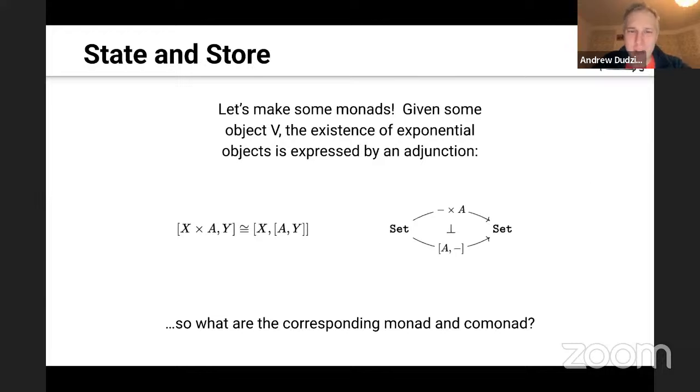So using this fact, let's actually make a monad. You may remember exponential objects from Peter's talk. It's not how he described them, but you can describe the exponential as a right adjoint to the product. In other words, maps out of the product are the same as maps into the exponential, right? And this is also known as currying and uncurrying. So we've got an adjunction. That means we've got both a monad and a comonad. So what are they?